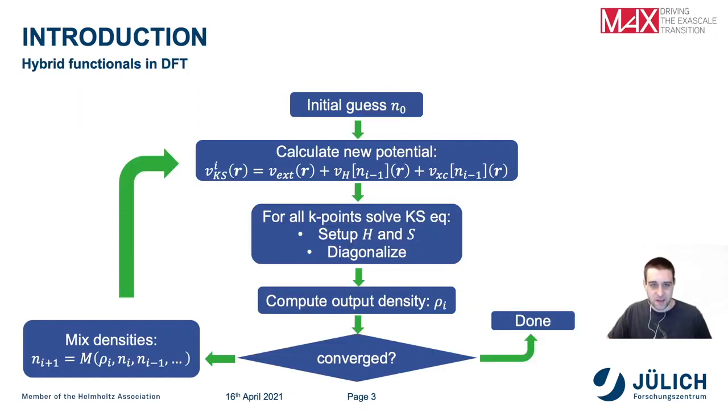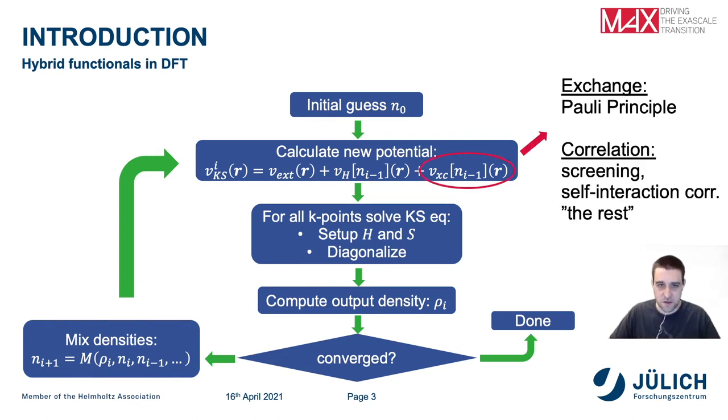So where do these exchange correlation functionals fit in? Here you can see the typical self-consistency workflow that we have in FLEUR. We have some initial guess for the density, we set up our Kohn-Sham potential, and the Kohn-Sham potential is made up of the external potential, some Hartree potential, and the exchange correlation potential. And while we know the external potential and the Hartree potential analytically, the exchange correlation potential is always going to be some kind of approximation. And while the magnitude of the exchange correlation potential compared to the Hartree or the external potential is quite small, it's where a lot of the interesting physics happen.